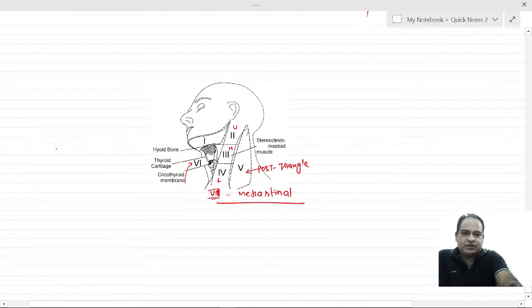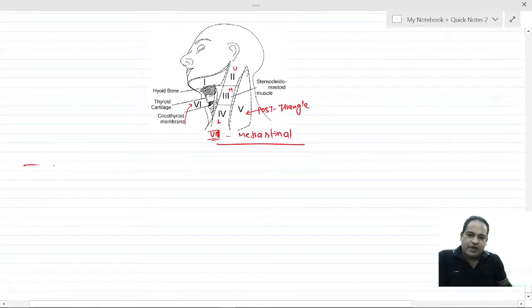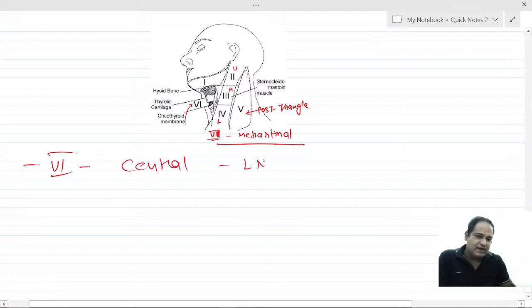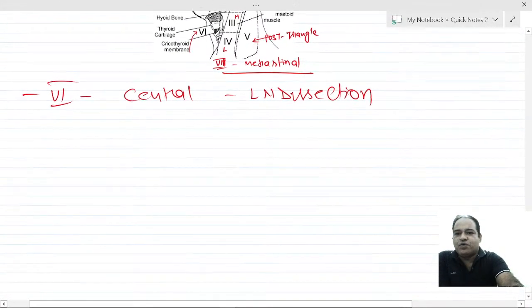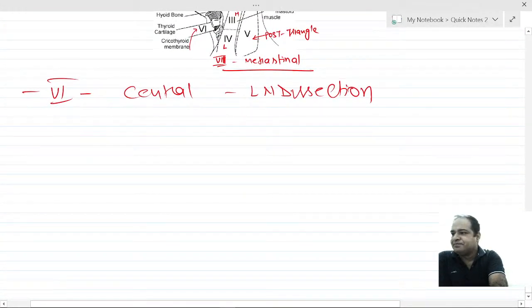Now, the different surgeries. When you do the dissection of level 6 lymph nodes, that is known as central lymph node dissection. Fine.